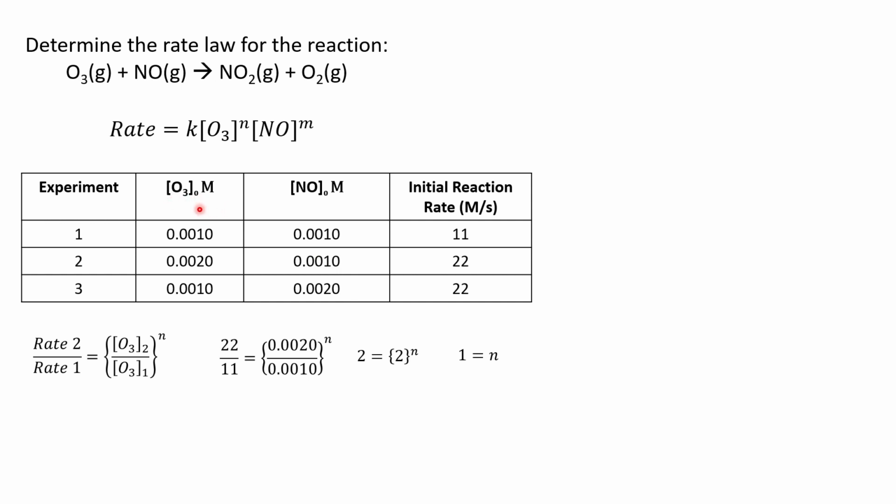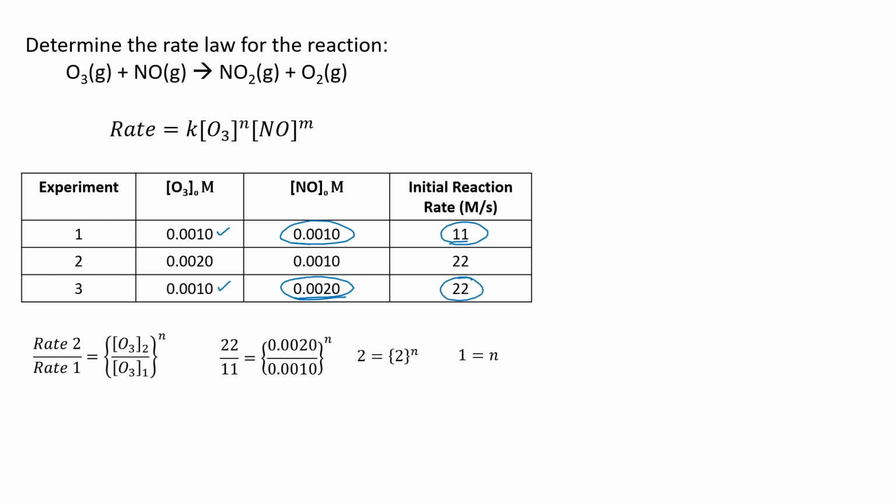So I'm switching things up. This time I want ozone constant. I want nitrogen monoxide to be changing. Well, that is going to be comparing experiment 1 and experiment 3, because that is where my ozone is staying constant. Okay, so let me circle that on my initial rates as well.